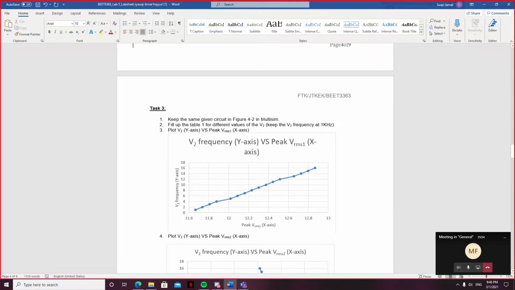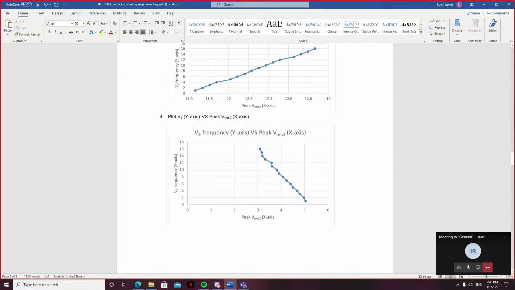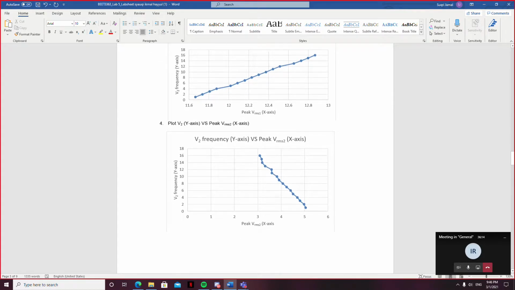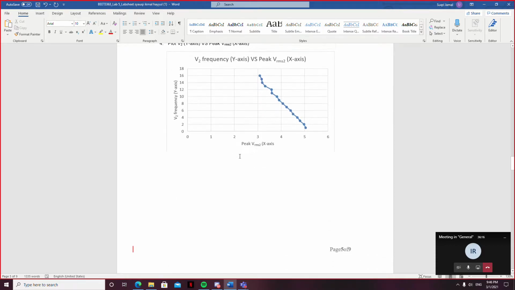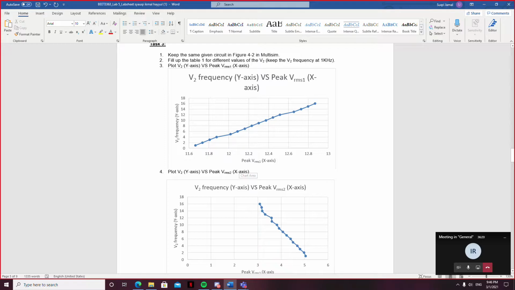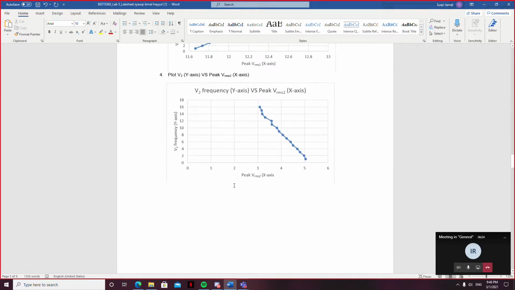Next for task 3. For task 3, first keep the same given circuit in figure 4.2 and multiplication. Next, fill up table 1 for different values of V2, but we keep the value of V1 at 1 kilohertz. Then we plot V2 on the Y axis versus peak VRMS on the X axis. Then we get the table like that.